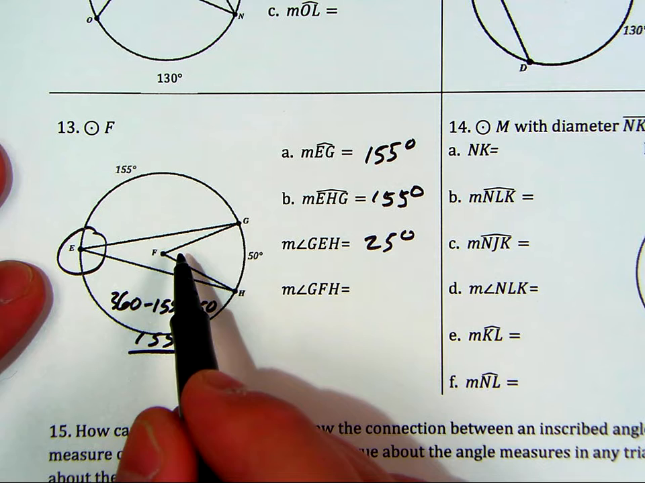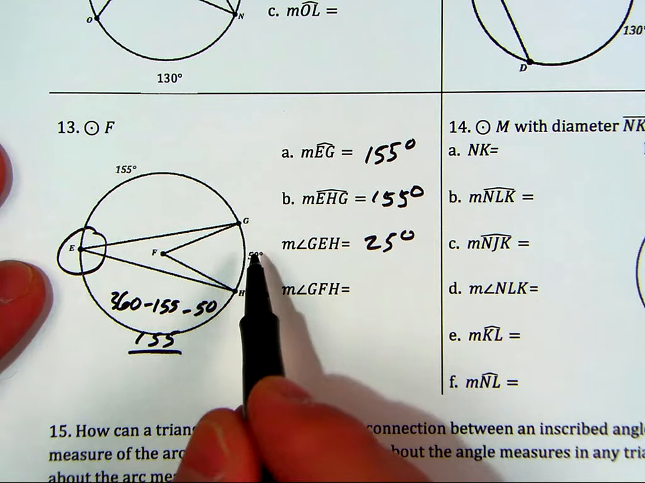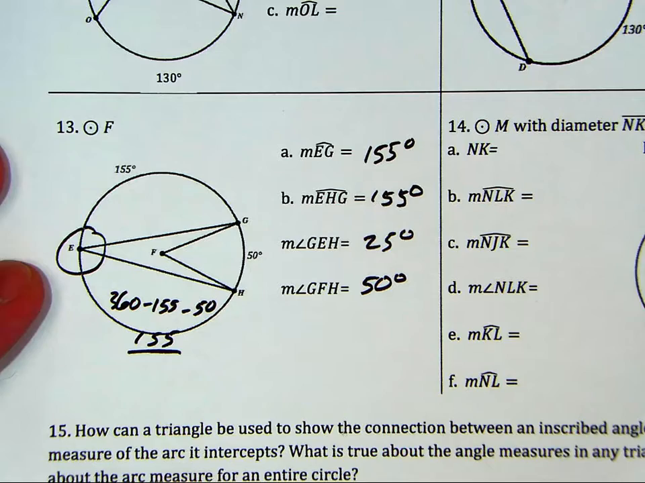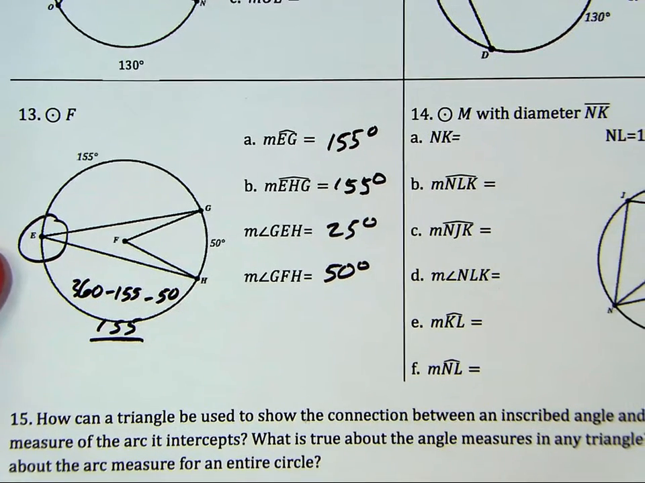Central angle is what compared to the arc? Congruent, or the same, right. So this angle would be 50 degrees. Any questions on that? Jackson?